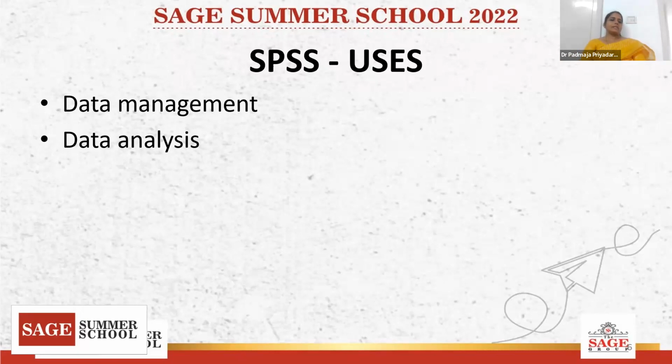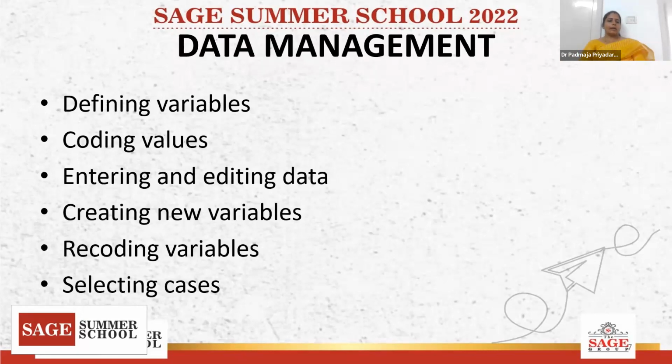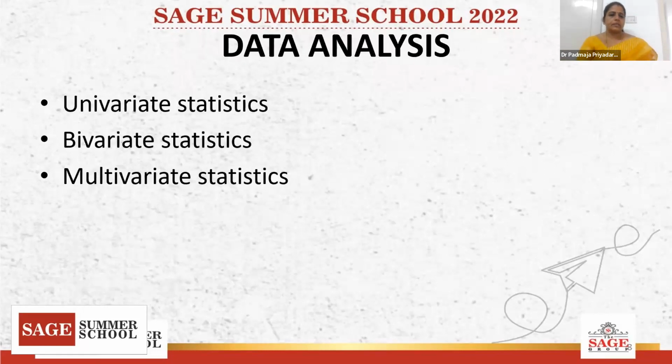So how do we use SPSS? One is to manage the data, the second is to analyze the data. How do we manage the data? To handle the data, first define the variables, code the variables, code the values, enter and edit the data, create new variables, recode, and select the cases. All of this, first fixing the data in SPSS, is called data management. Then comes data analysis, wherein we have univariate, that is only age, only height, only weight, and then bivariate, when we have two variables together.